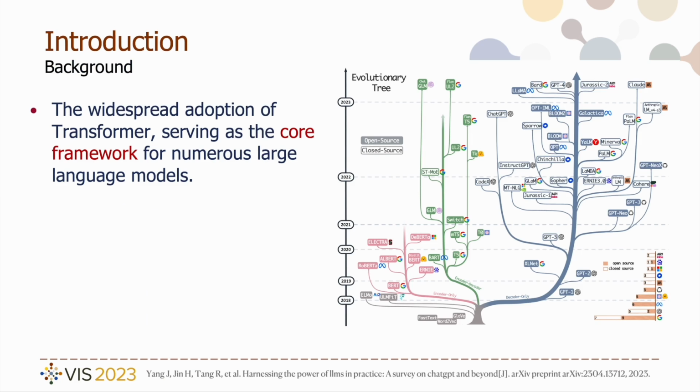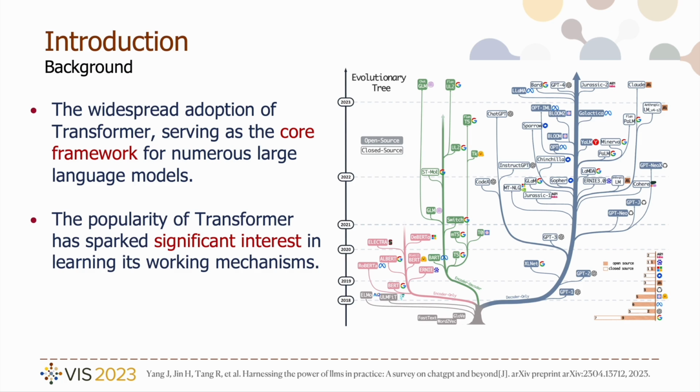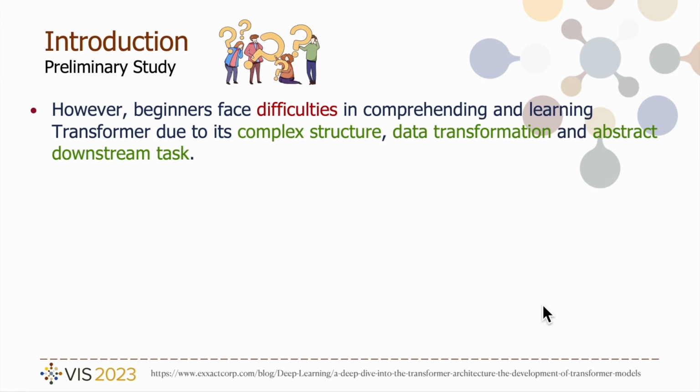As the evolutionary tree shows, transformer has become the primitive structure of the now popular large language models, and more people are curious about the principles of transformer. To clarify the research status, we invited domain experts and relevant students to conduct a preliminary study. Students felt confused mainly by the complex structure, data transformation, and abstract downstream tasks of transformer.